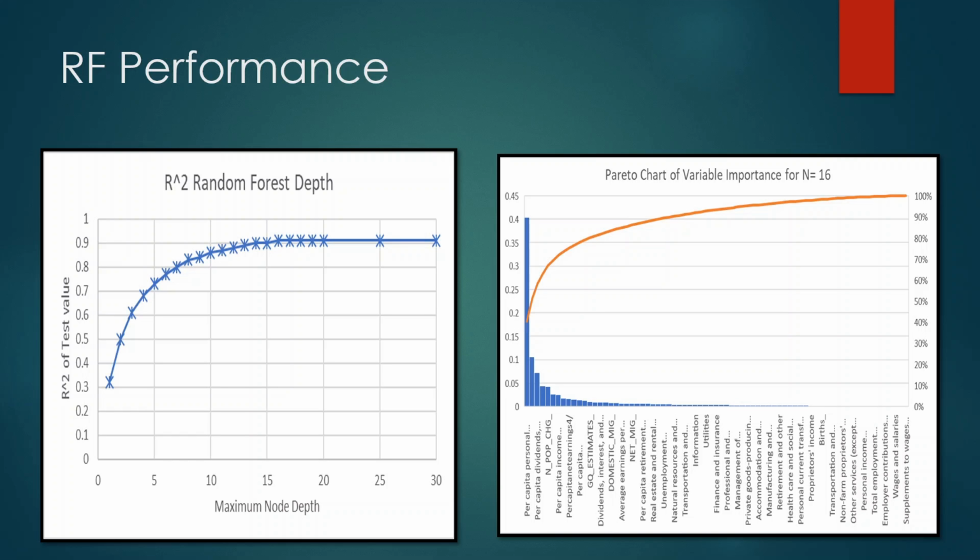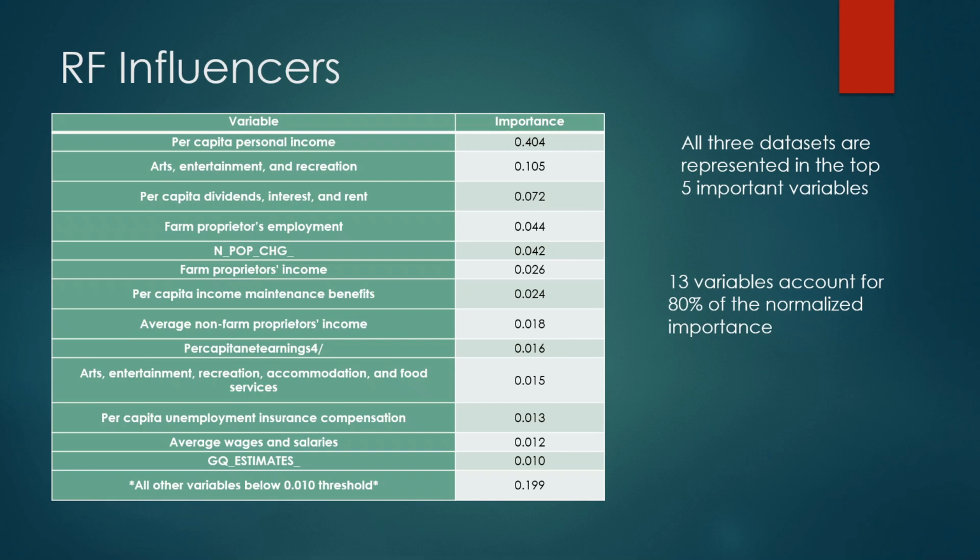It is important to note that per capita income is one of the most important splits for all of the random forest models. So this chart shows that the numbers on the right represent a summation. They all sum up to 1. So per capita personal income explained 40% of what was going on in the models, while arts, entertainment, recreation, and per capita dividends interest represented significantly less.